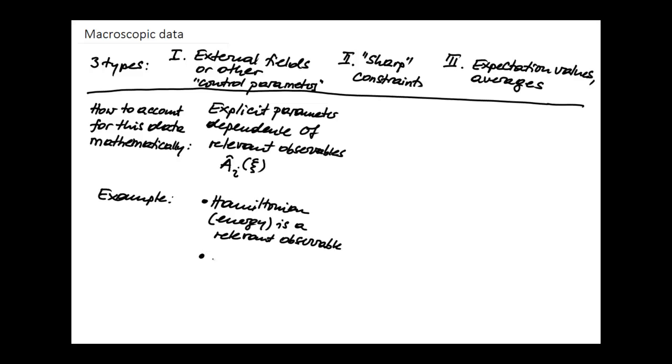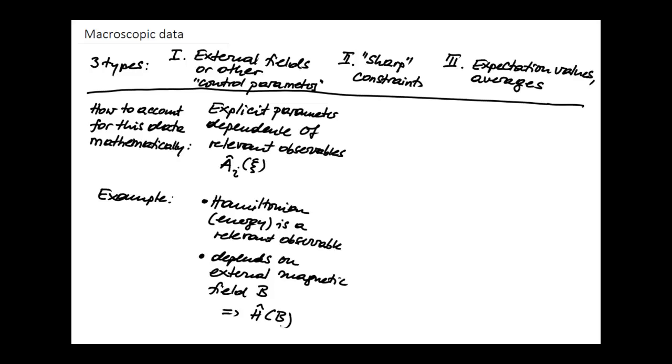So this Hamiltonian will depend on the external magnetic field, B, and therefore you get the Hamilton operator as a function of B. So in this case, the relevant observable is the Hamiltonian, and the external control parameter, the external field, is B. So this is how you account for these external parameters, type 1.